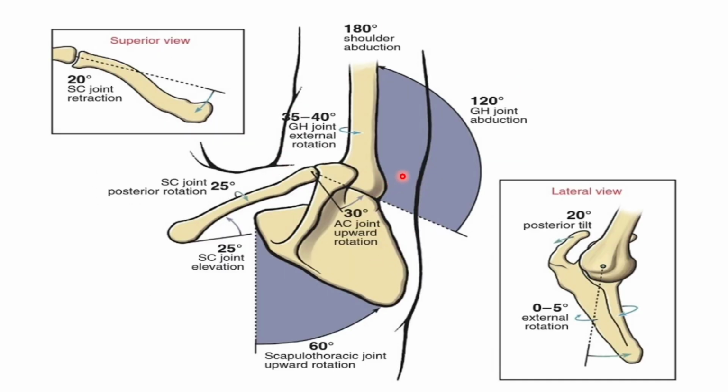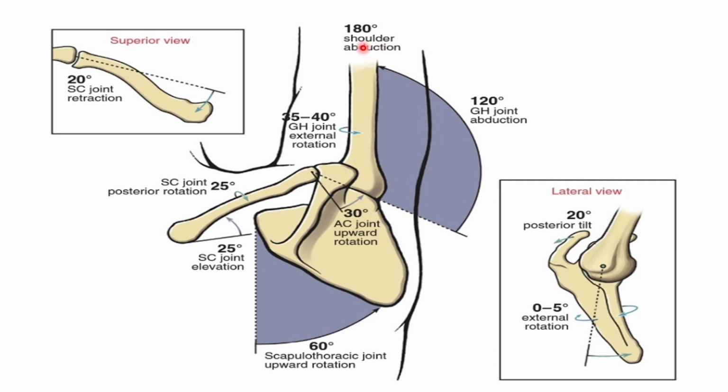This is the diagram where I mainly focus on the associated movements occurring in the other joints also. During your 180 degrees of full abduction, you can see it is divided into a 2:1 ratio. Two parts are given by your glenohumeral joint, that is 120 degrees of abduction, and the remaining 60 degrees is contributed by your scapulothoracic upward rotation. You can see here the scapula is upwardly rotated, and this is the abduction.